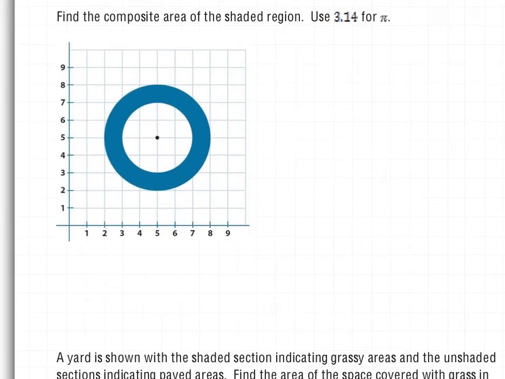We're looking for the area of just the shaded region. And so the question I'm going to be asking myself when I run into all of these composite figures is, am I adding shapes together or am I subtracting shapes?